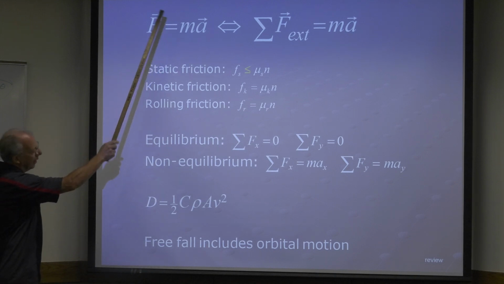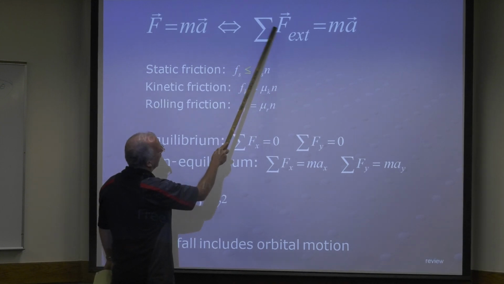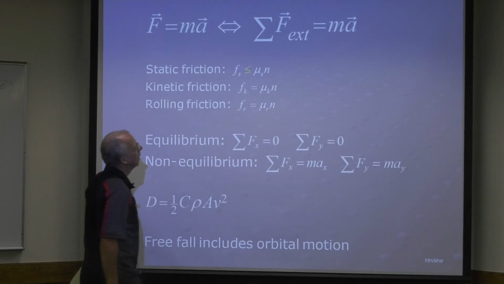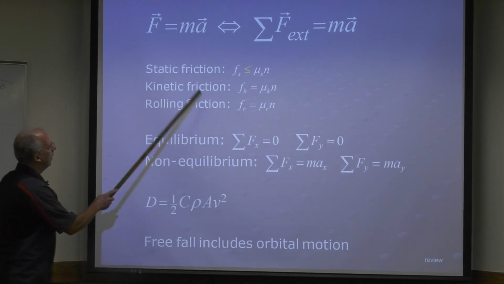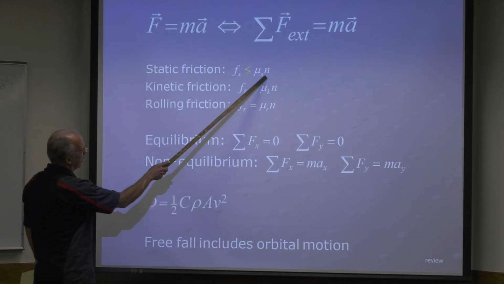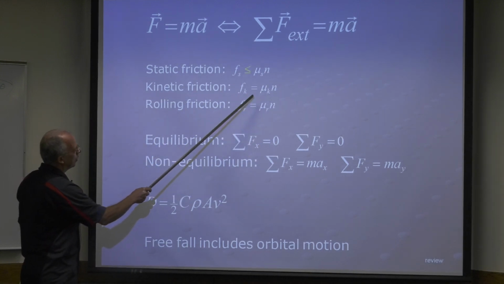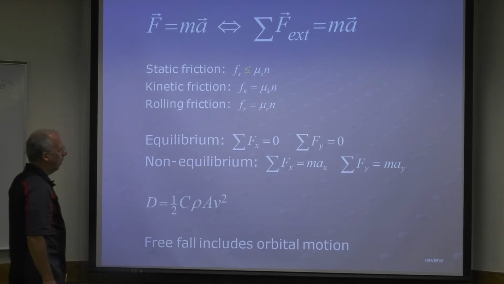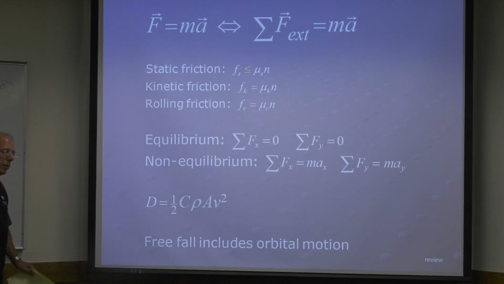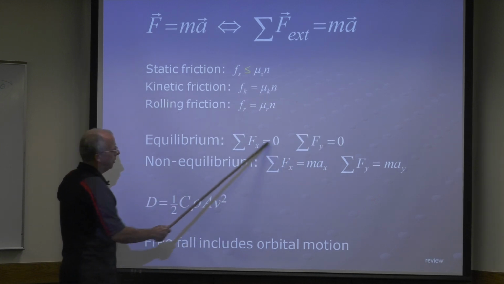F equals ma. You have to understand that, right? What does it mean? It means that the sum of the external forces equals ma. Okay, the friction models: Fs less than or equal to mu s n, where mu s n is Fs max, obviously. Kinetic friction, Fk equals mu k n, rolling, Fr equals mu r n. Okay, equilibrium. It just means it's not accelerating. It could be moving. So if it's equilibrium, the sum of the forces equals 0.